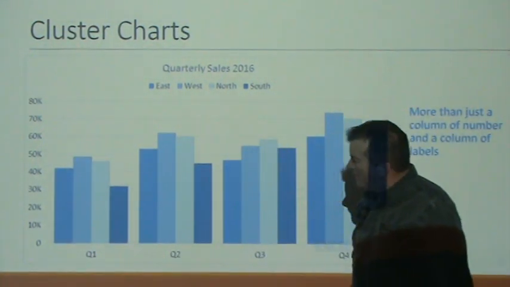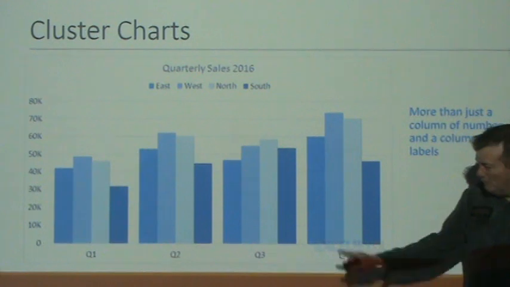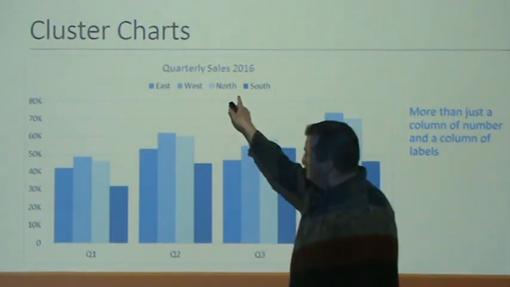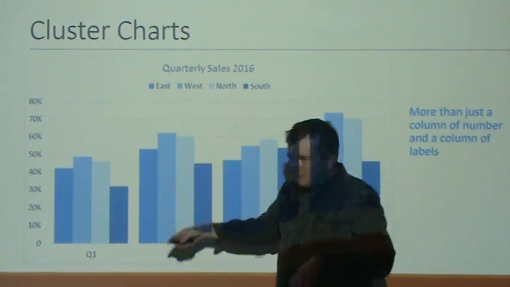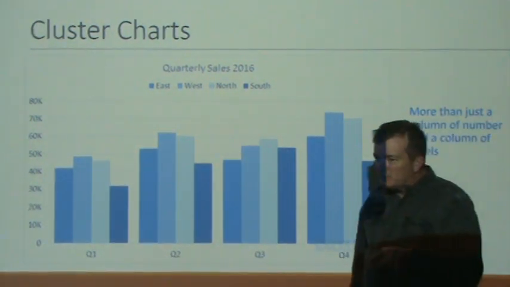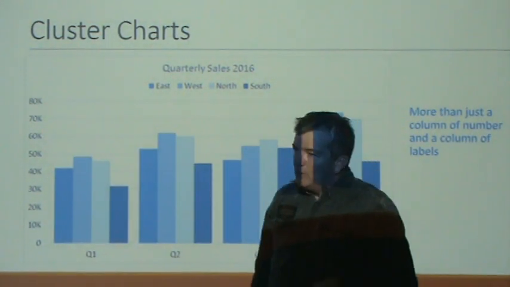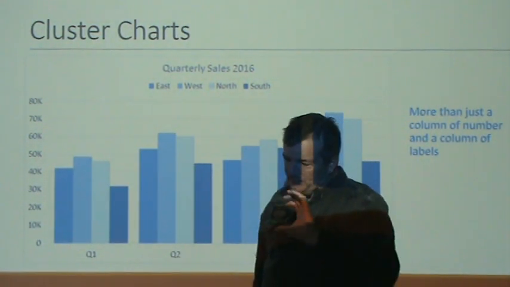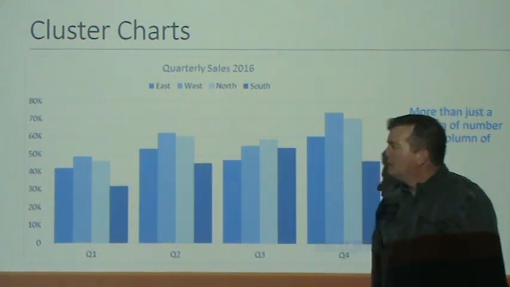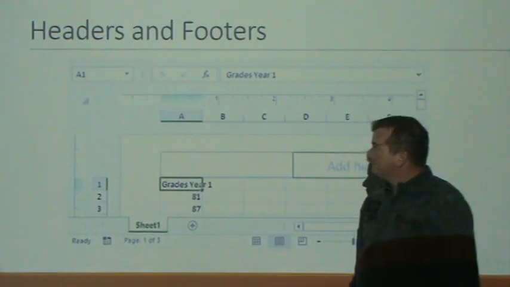So in this case, you'd have to have 3 columns of data: the quarters, the labels, north, east, west, south, and then all the numbers that go into each one of those. So when you go to build a cluster chart, you have to tell Excel the 3 different columns where you're getting your labels and data from.